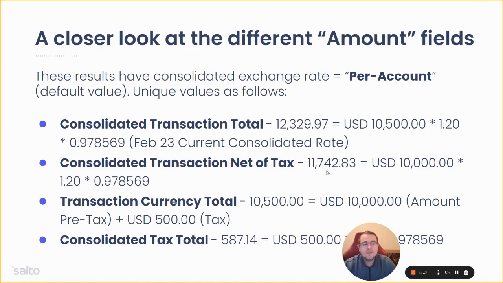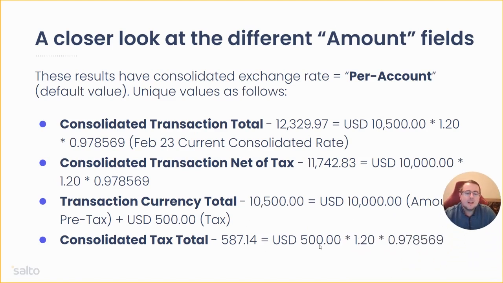The next number that we saw is 11,742 and 83 cents. That's essentially the same number exclusive of tax. Now we have the transaction currency total, which is 10,500. In other words, the $10,000 plus the 500 tax. And then lastly, we have the consolidated tax total, the $500 multiplied by the transaction exchange rate of 1.2, and then multiplied by that same consolidated exchange rate. Again, note it's the February 2023 consolidated exchange rate. Let's find out why that's the case.